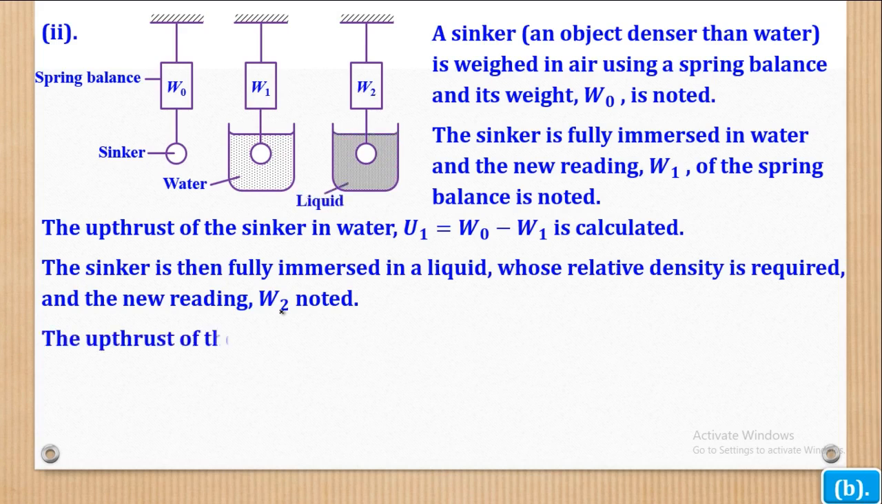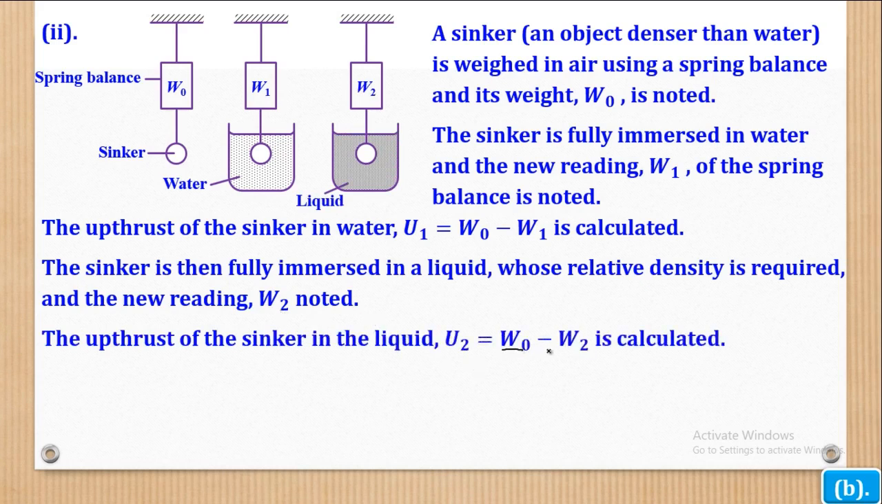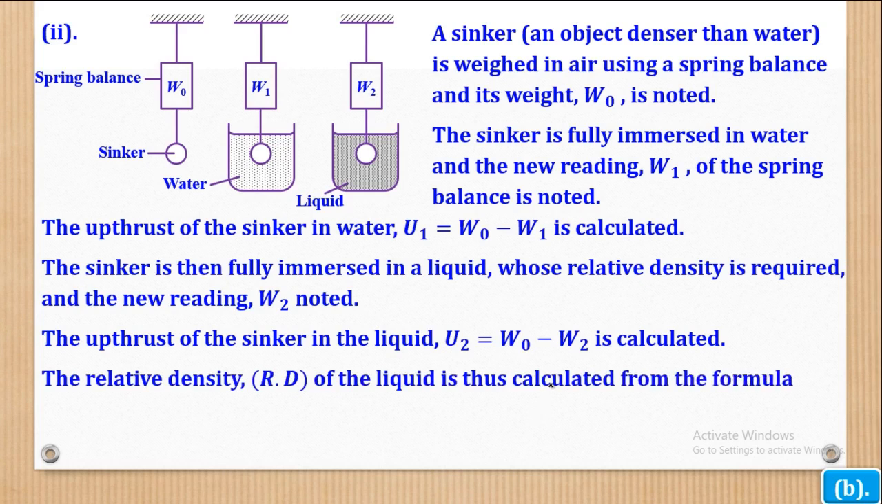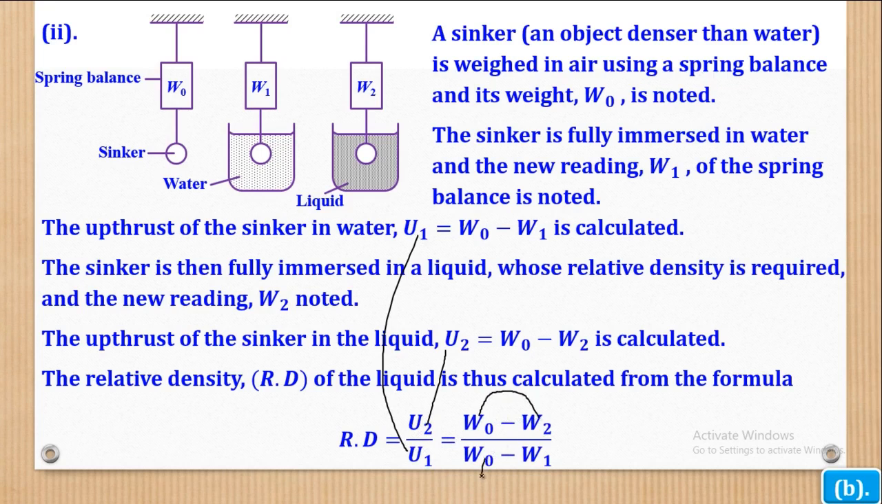After that, you also get the upthrust of the sinker in the liquid, and that will be U2, which will be W0 minus W2. So now the relative density of the liquid can be calculated from RD. RD denotes relative density, equal to upthrust in liquid over upthrust in water, which is W0 minus W2 over W0 minus W1. So that is how the 4 marks would be awarded.